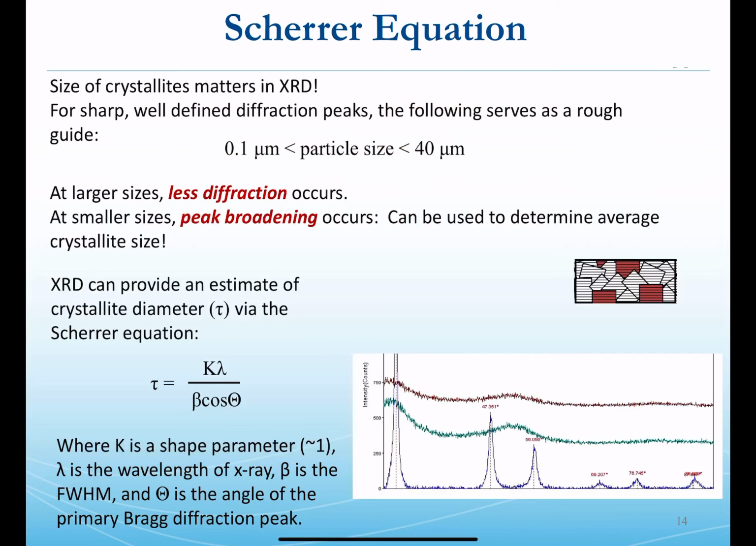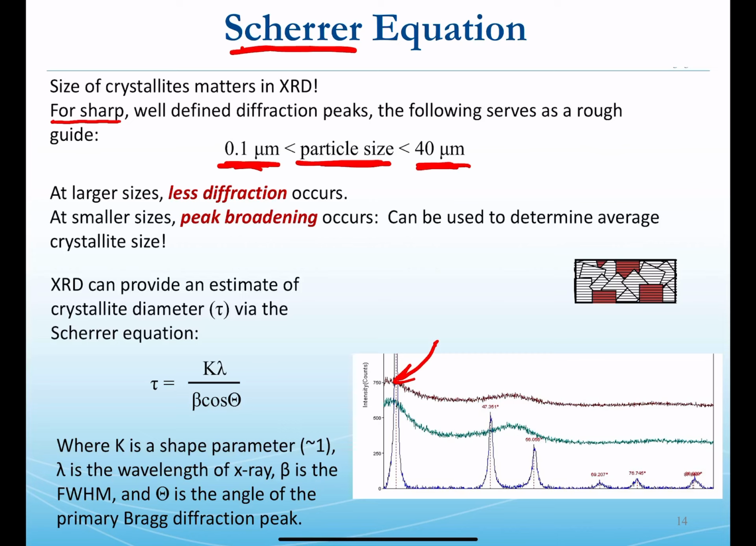Okay, so there's an equation called the Scherer equation, which helps describe how the idea of particle size or crystallite size is related to the peak intensity or in peak shape. So here's our lesson here. For sharp, well-defined diffraction peaks, like these shown here, we can apply the Scherer relation. Okay, so if particle size lies between 0.1 micrometers and 40 micrometers, we can apply the Scherer equation.